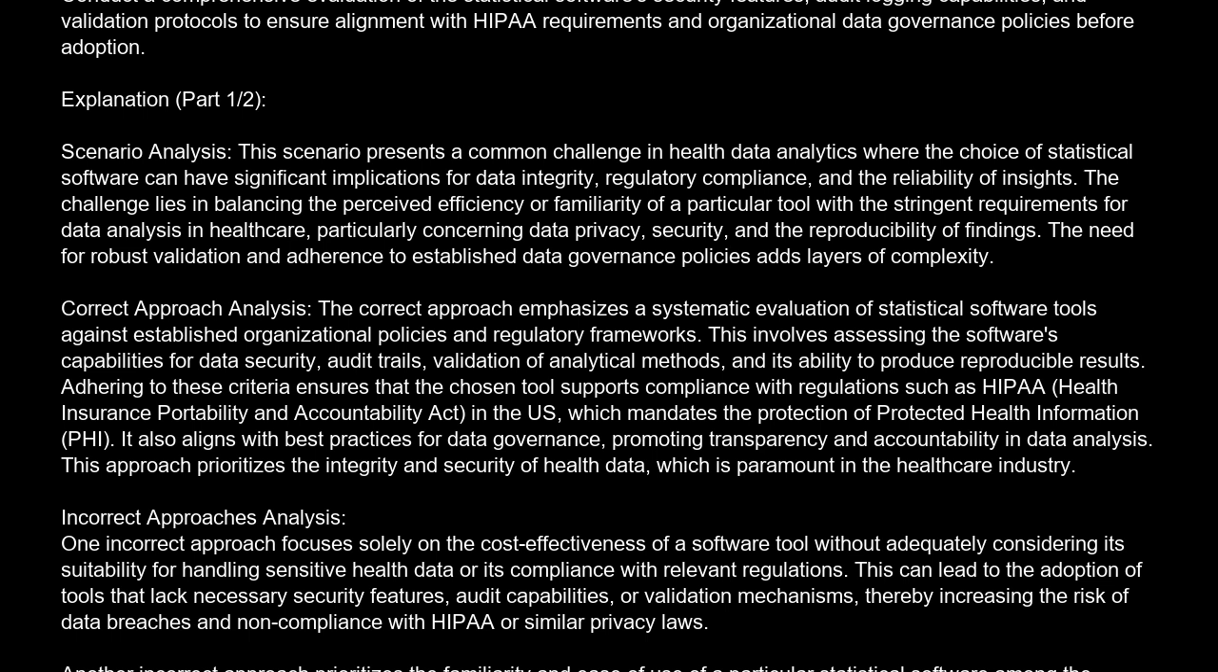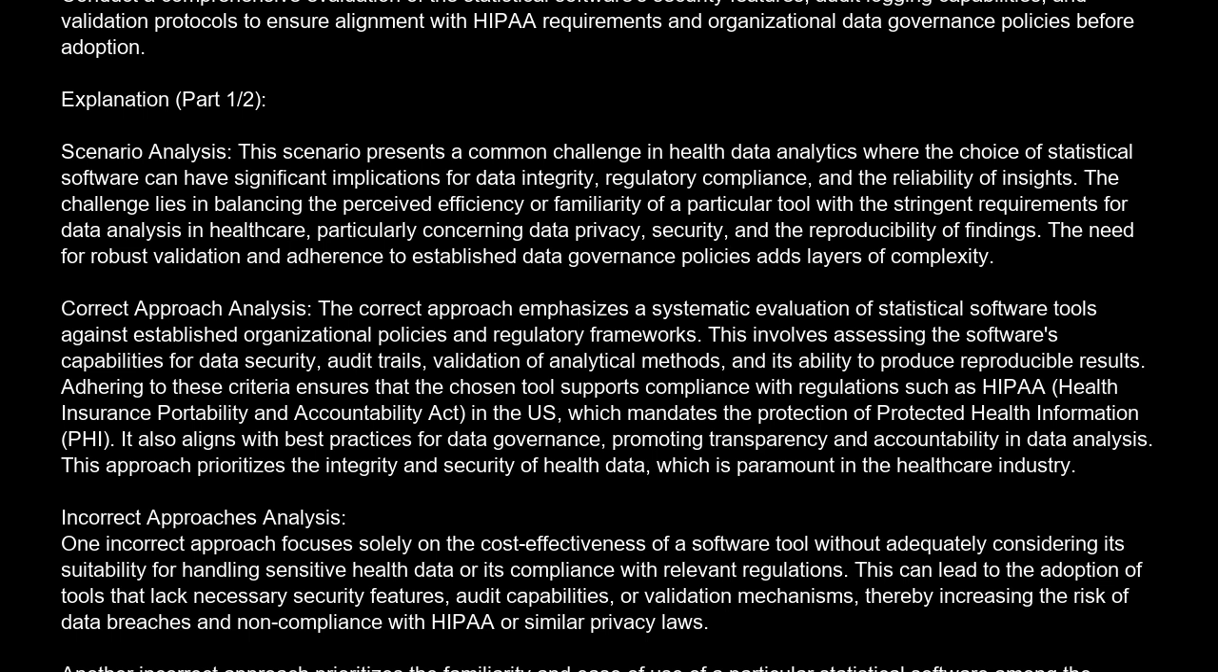Correct approach analysis. The correct approach emphasizes a systematic evaluation of statistical software tools against established organizational policies and regulatory frameworks. This involves assessing the software's capabilities for data security, audit trails, validation of analytical methods, and its ability to produce reproducible results. Adhering to these criteria ensures that the chosen tool supports compliance with regulations such as HIPAA, the Health Insurance Portability and Accountability Act, in the U.S., which mandates the protection of protected health information. It also aligns with best practices for data governance, promoting transparency and accountability in data analysis. This approach prioritizes the integrity and security of health data, which is paramount in the healthcare industry.